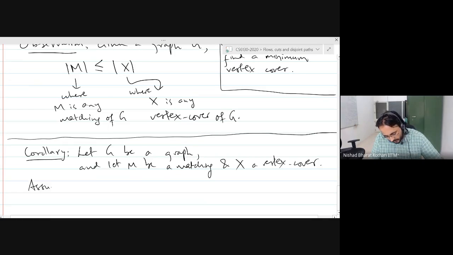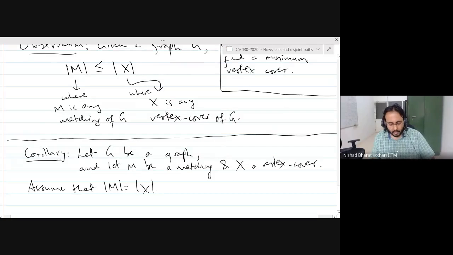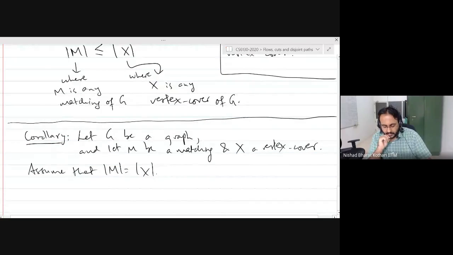Assume that the cardinality of M is equal to the cardinality of X. Then what can you tell me about this matching and about this cover?